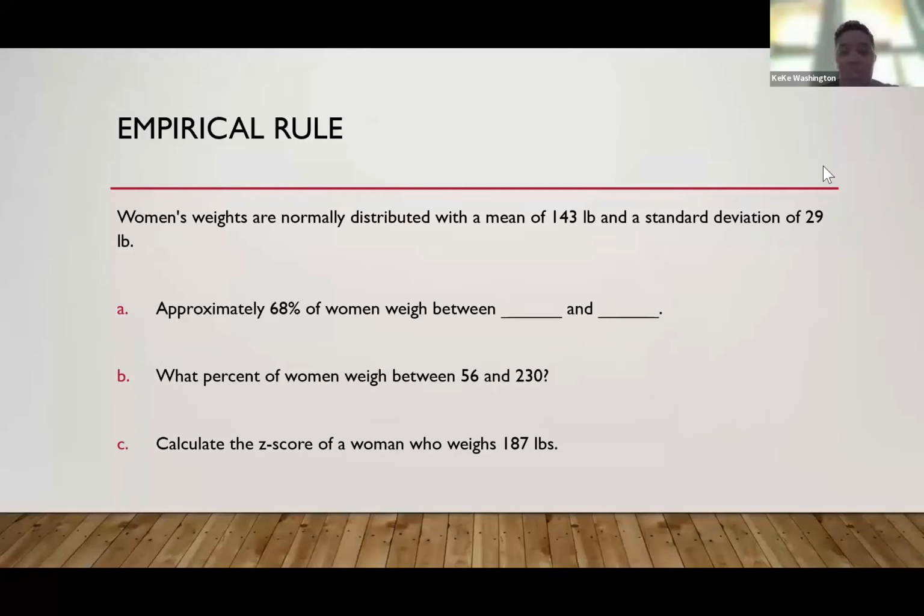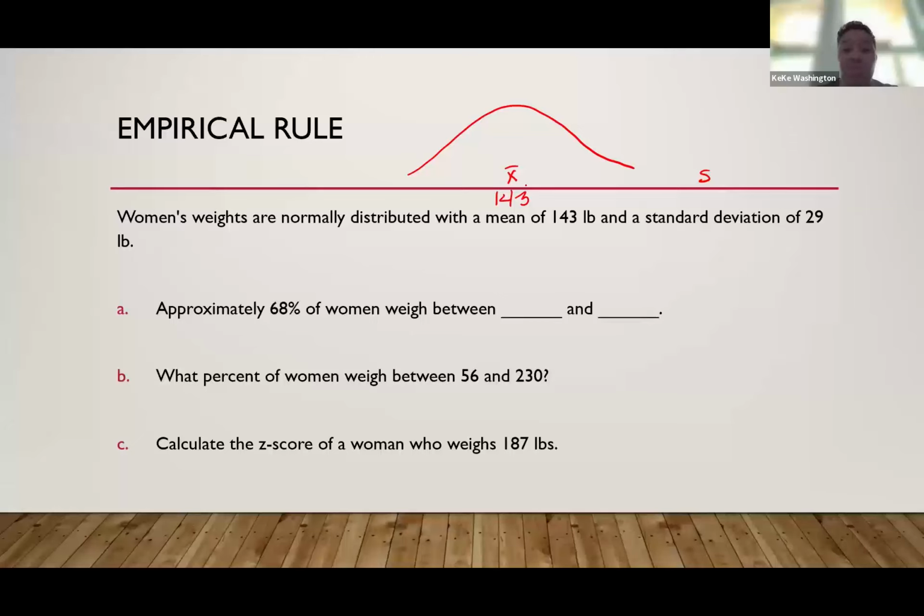So now we want to go to the empirical rule. Recall that the empirical rule only applies if our data is symmetric and unimodal. In other words, it only has one mound, and my left side and right side are roughly the same. If this is the case, remember that the center of this distribution, based on a sample, would be x-bar, and the standard deviation would be s, the sample standard deviation. So it tells us we have a mean of 143 with a standard deviation of 29.